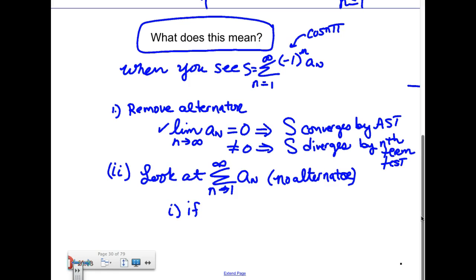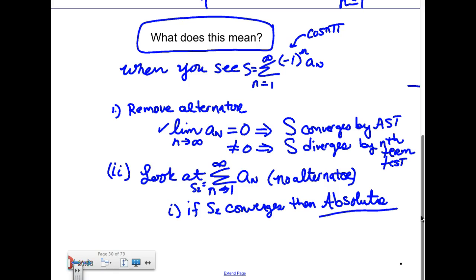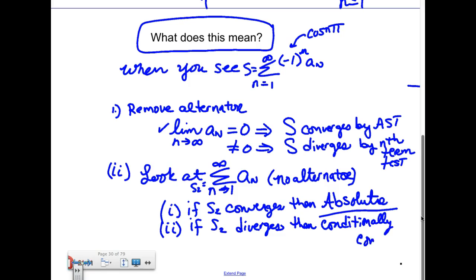So if, let's call this S sub 2, if S sub 2 converges, no alternator necessary, then we say it was absolutely convergent. Whew. If S sub 2 diverges without that alternator, then we say that it was conditionally convergent. It sounds a lot harder than it is, simply because I'm really trying to make sure that it's all spelled out for you and not just in a formula, and that you understand it.